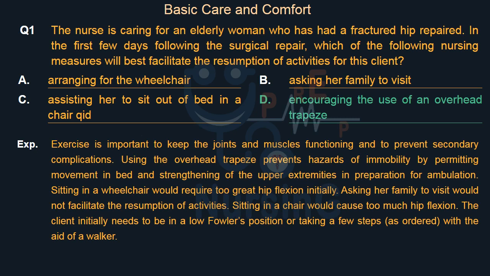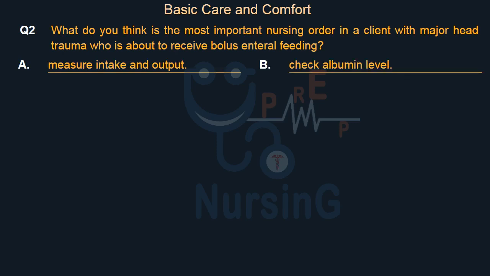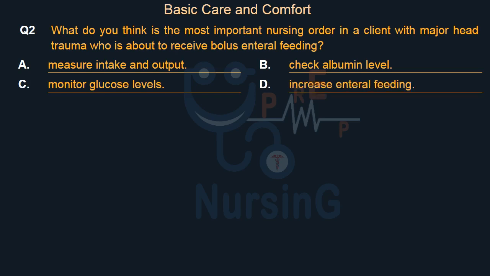aid of a walker. What do you think is the most important nursing order in a client with major head trauma who is about to receive bolus central feeding? Option A. Measure intake and output. Option B. Check albumin level. Option C. Monitor glucose levels. Option D. Increase enteral feeding.